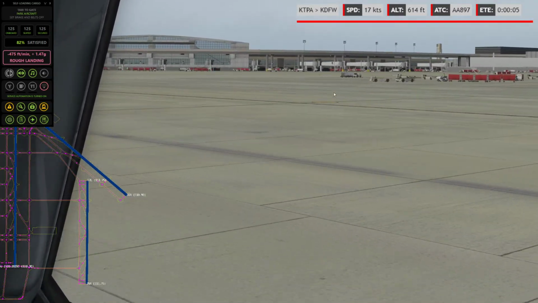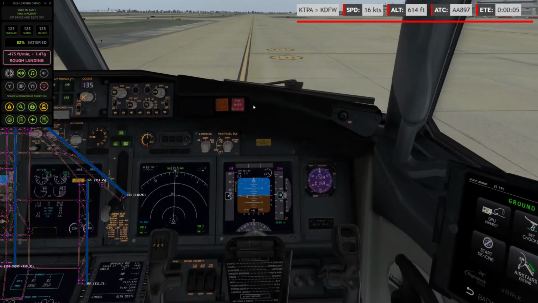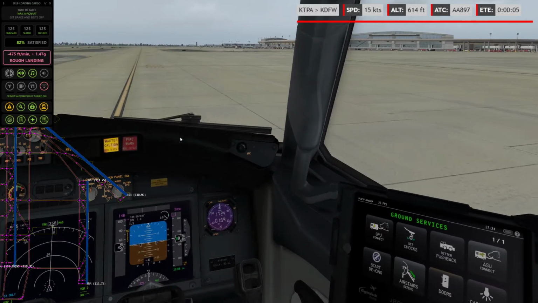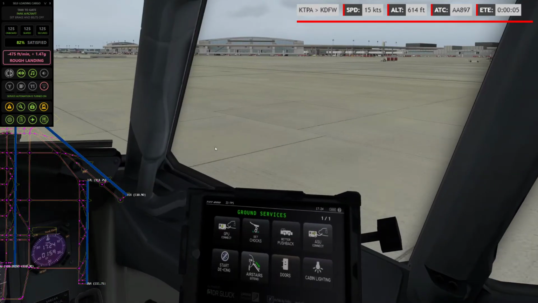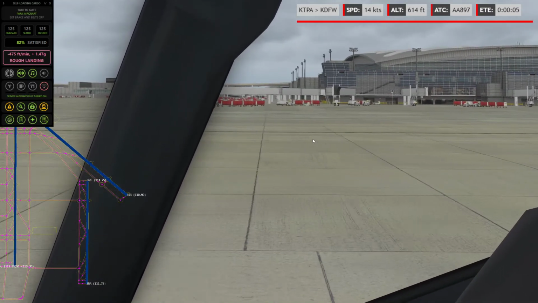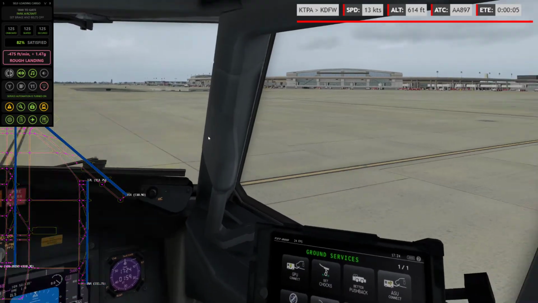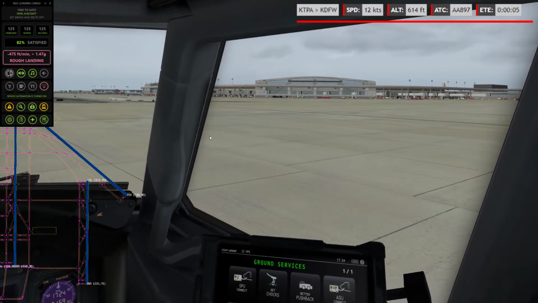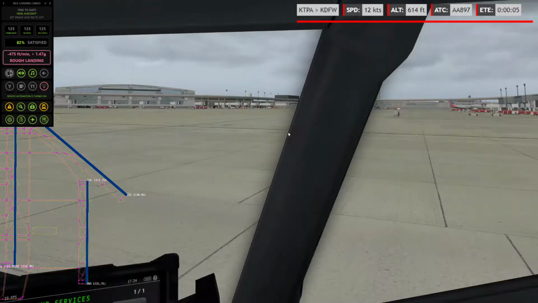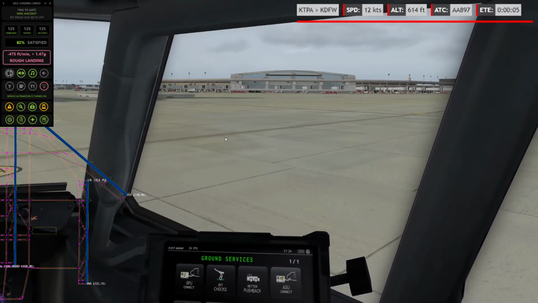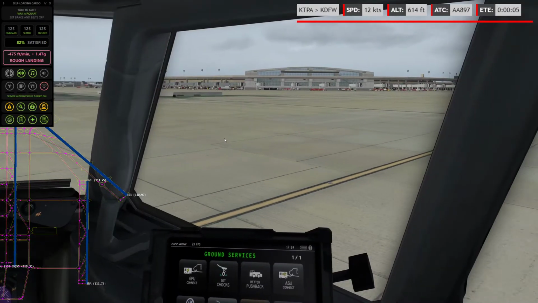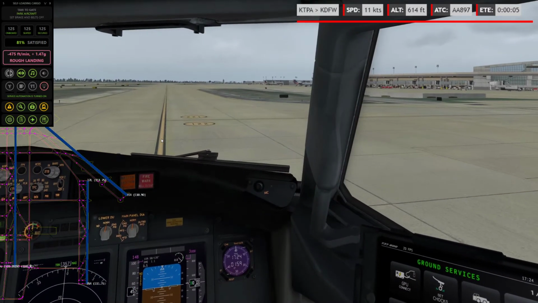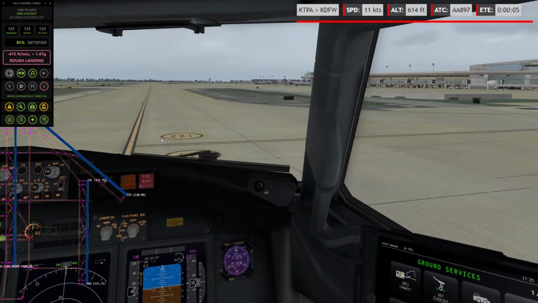Alright, so it's one of those gates. So what we'll do is we have to keep to the left hand side of the taxiway because we don't want to park on this side. So I think we have to just keep going a little bit more. Not this one. Maybe this one? Alright, we'll just take this one over here.